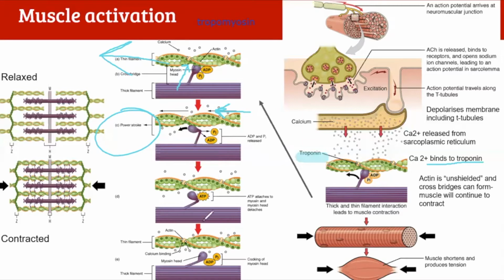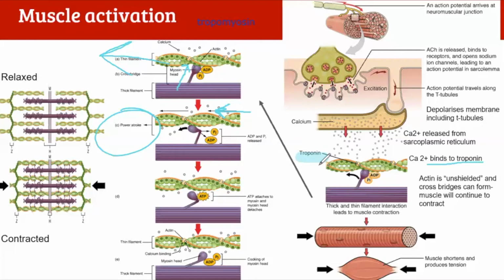However, you realize these myosin heads can only move a short distance before they need to be recocked, which means we have to send them back, right? And this is done by ATP, which allows them to continue pulling. So again, so far, what have we got? Calcium is released. It binds to troponin.